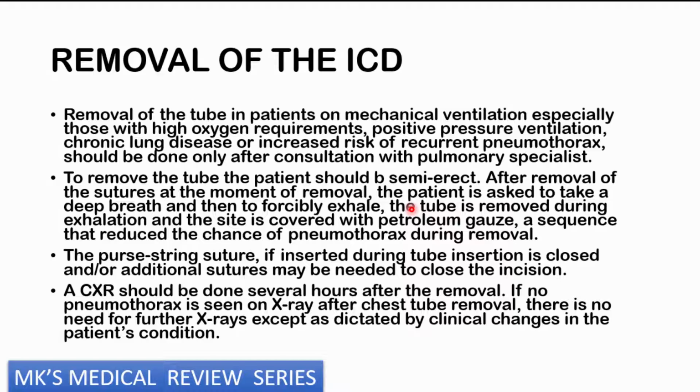After removal of the sutures, at the moment of removal, the patient is asked to take in a deep breath, and you ask them to breathe in and breathe out forcefully. When they forcefully expire, that is the moment where you should actually remove the tube. So you first undo the suture, then you ask the patient to take a deep breath in, then a deep breath out. When they are taking a deep breath out, that's when you remove the tube, and of course cover the site with petroleum gauze. This sequence is done obviously to reduce the chances of a pneumothorax happening on removal of the tube, because a pneumothorax can happen.